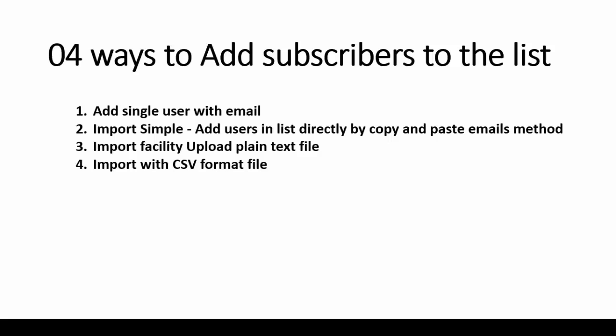The fourth one is import with a CSV format file. Here we can create a CSV format file of user details with email and upload it in the PHP list. It will add the subscribers to the list. So this is the way we can add the subscribers. Let's see practically how we can add a subscriber to the list.